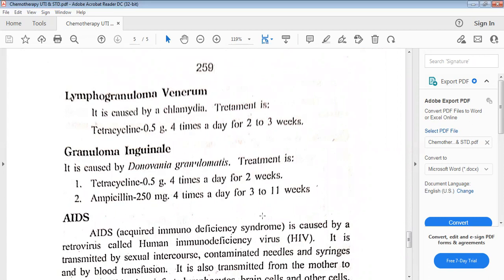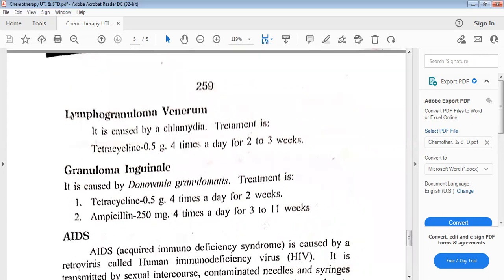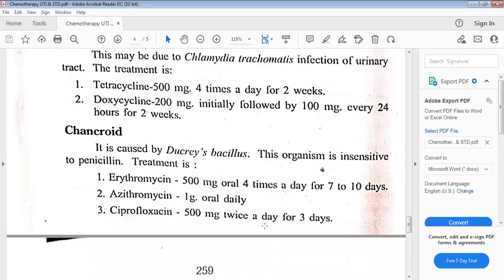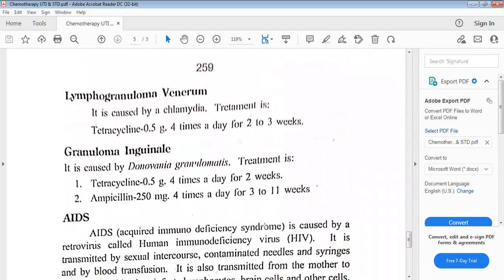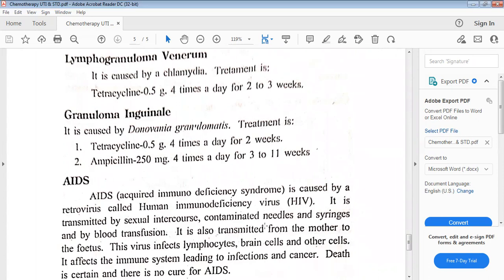So as you can see in this presentation, these are all to be treated by giving medicines for 2 weeks, 3 weeks, 10 weeks, 10 days, 11 weeks, like this. So it is a long drawn kind of treatment, and you must make sure that the patient has taken that medicine throughout that period for it to be effective. If not, the disease will not go away, it will come back.